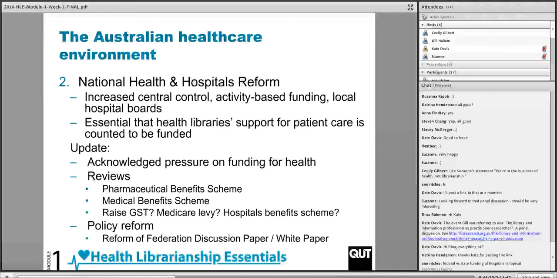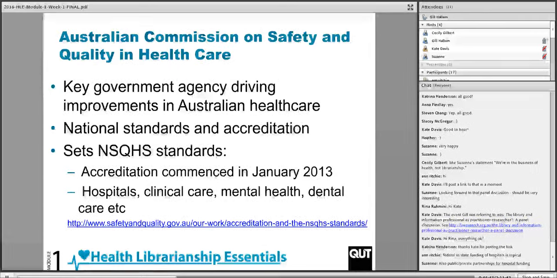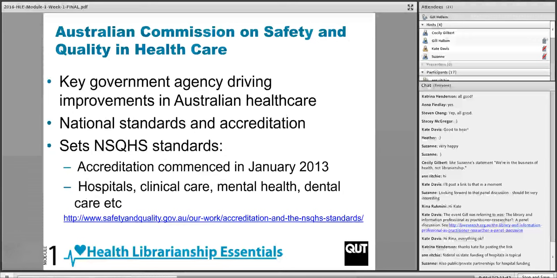There's an Australian Commission on Safety and Quality in Healthcare. There's a critical eye being cast across the importance of good quality, high quality care. Near enough is not good enough in many health situations, of course. So there's been a push to have national standards and accreditation. So this commission actually sets the safety and quality in healthcare standards. That accreditation commenced a couple of years ago, January 2013, and it impacts on many areas: hospitals, clinical care, mental health, dental care, all of those. So those are very important aspects.